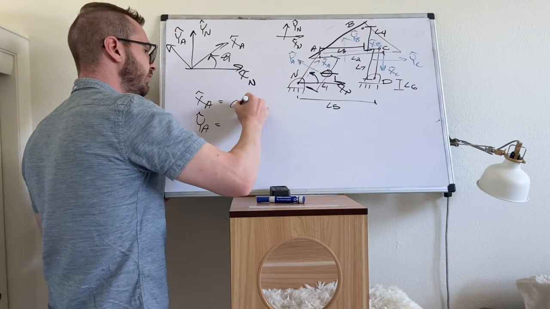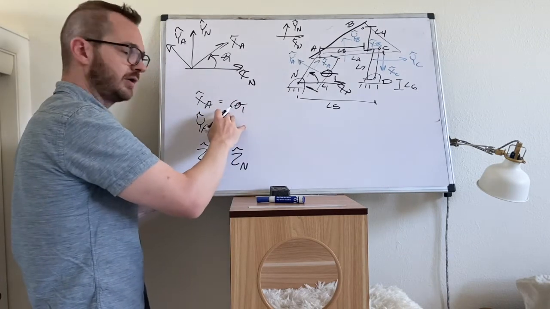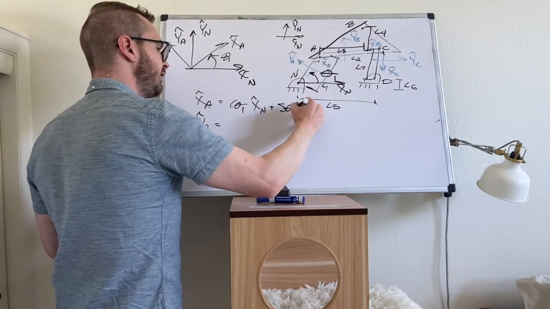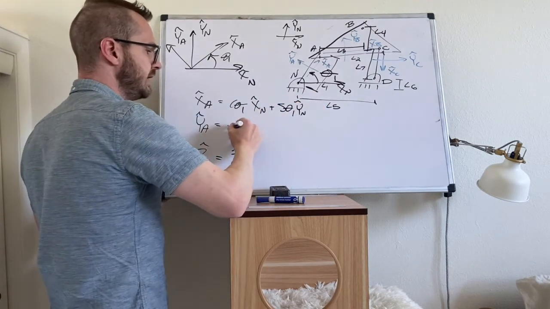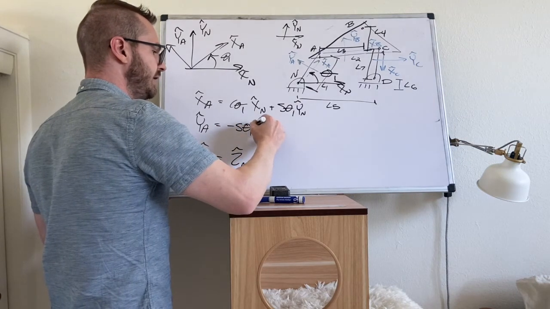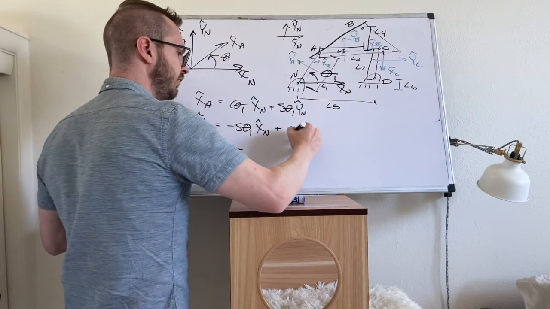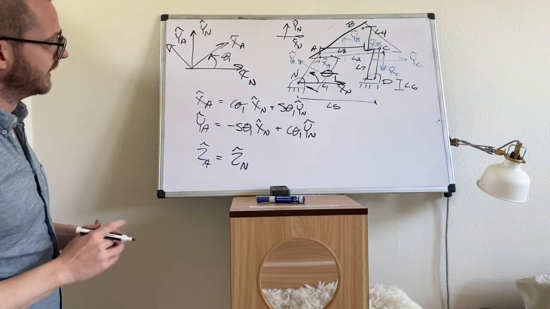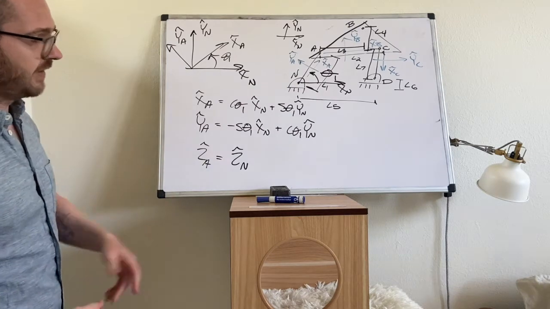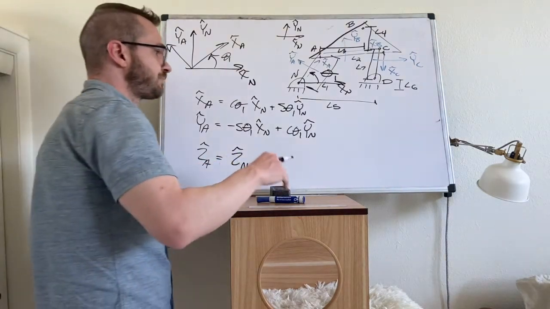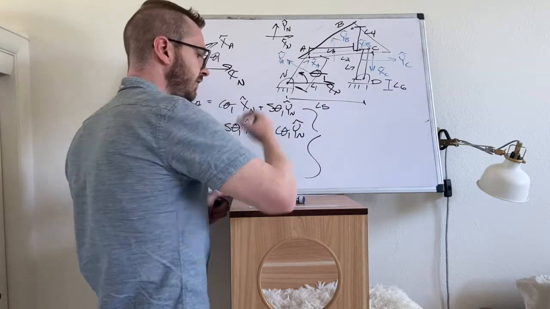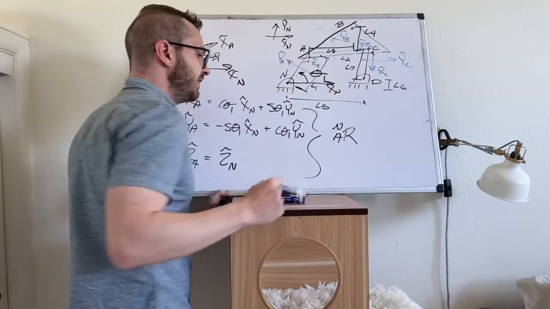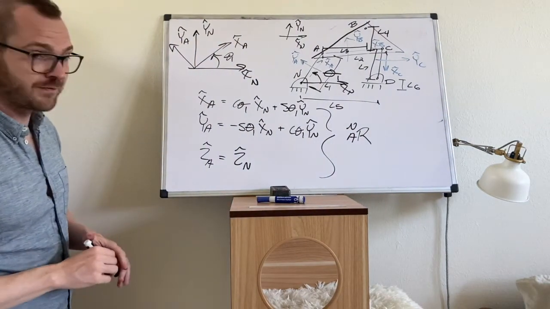So x hat A is equal to cosine theta 1 x hat N plus sine theta 1 y hat N. This one is negative sine theta 1 x hat N plus cosine theta 1 y hat N. All right. So you have this. What do you do next? Well, what is this description we've just written? This is the rotation. This is defining the rotation between the N frame and the A frame.